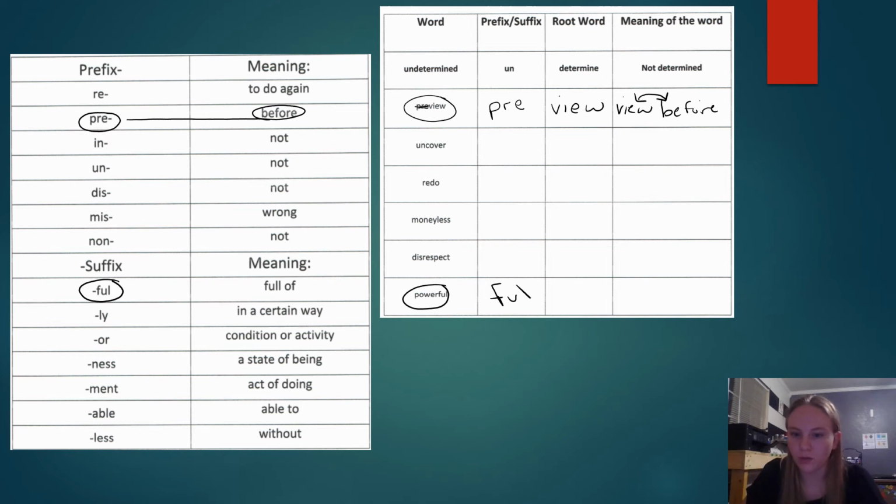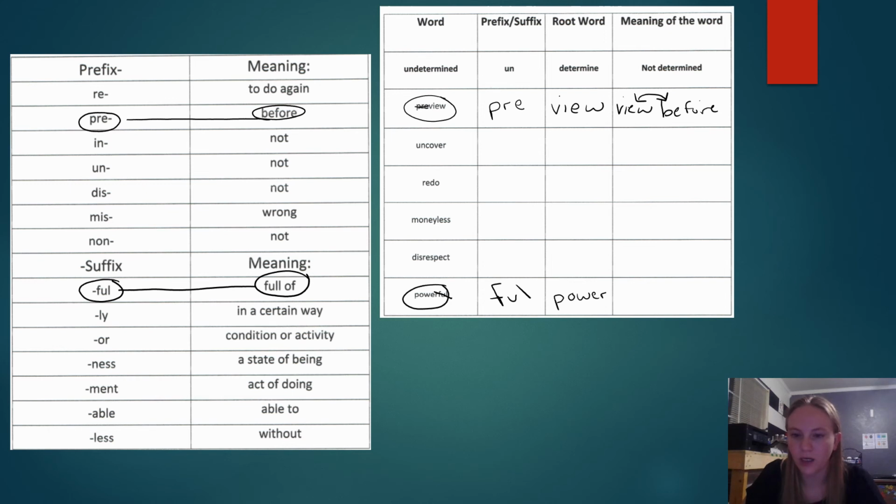Now we've got to find the root word. So we know that the root word doesn't have a prefix or suffix in it, so when I take out that suffix, what is left? Very good, power. So we're going to put power in our root word box. Okay. Well, now we have to find the meaning. So we'll have to go back over to our chart and find out what our suffix means. So let's go straight across. It means full of power.